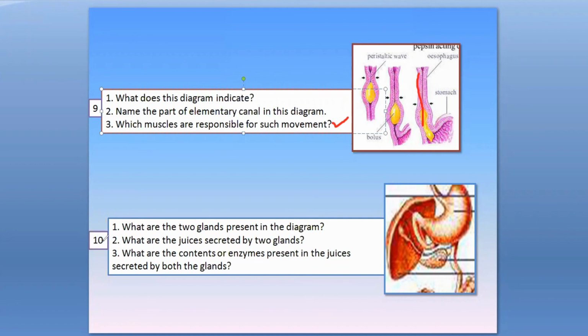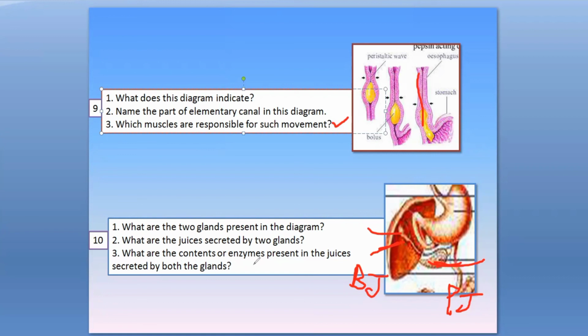Next, the tenth one. What are the two glands present in this diagram? One gland is the liver, another one is the pancreas. What are the juices secreted by the two glands? The liver produces bile juice, and the pancreas produces pancreatic juice. The liver does not have any enzymes in its juice, whereas the pancreas produces pancreatic juice which has enzymes.